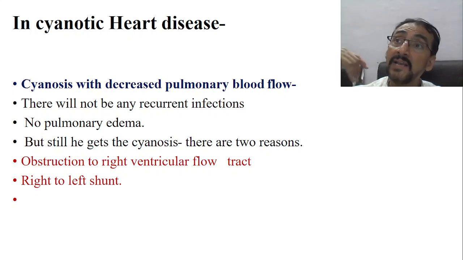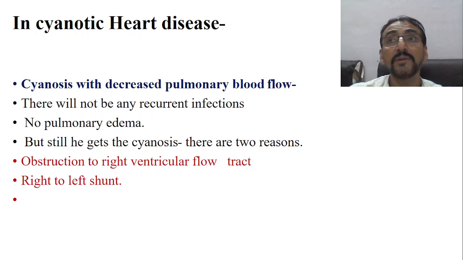We know that increased pulmonary blood flow itself is one of the causes of repeated respiratory tract infection because of the congestion and hyperdynamic circulation. But when he does not give a history of lower respiratory tract infection, you have to imagine that this is a condition where there is decreased pulmonary flow. If it were increased, he would definitely give a history of respiratory tract infection. There is no pulmonary edema also, yes, but still he gets the cyanosis.